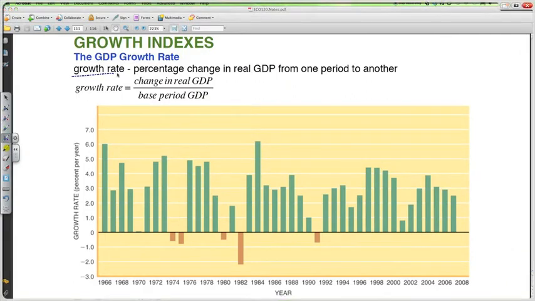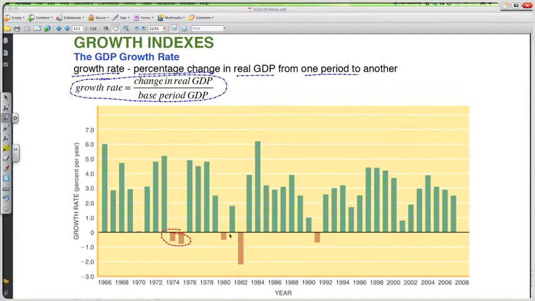To figure out our growth rate, so we can compare our actual economic growth over a set time period, it's just a percentage change in real GDP from one period to another, so just over time. And this is our equation. So our growth rate is just our change in real GDP over our base period GDP. And so here over this timeline, we've seen over the years, we've had increases in our growth rate, decreases in our growth rate.